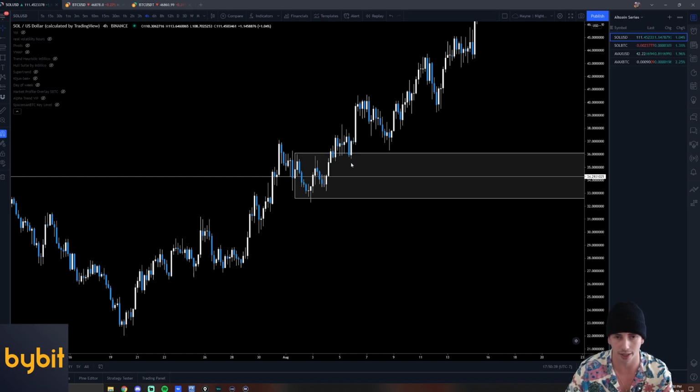There's your down candle before an up move that breaks market structure. Price rallies away, pulls back. That is your entry. Stop is here. So that's an even tighter risk reward than the daily order block, right? And that fits all of the criteria.